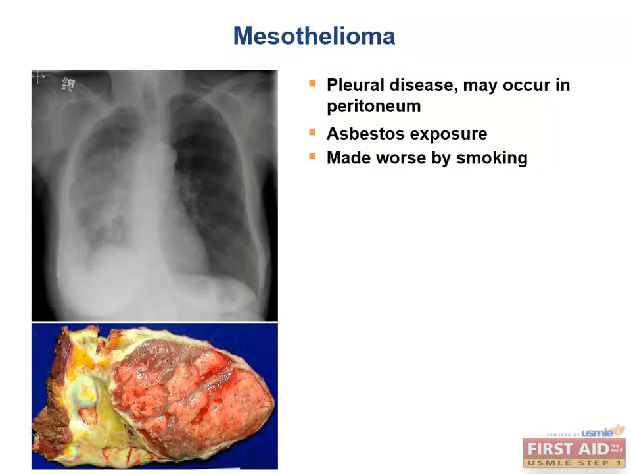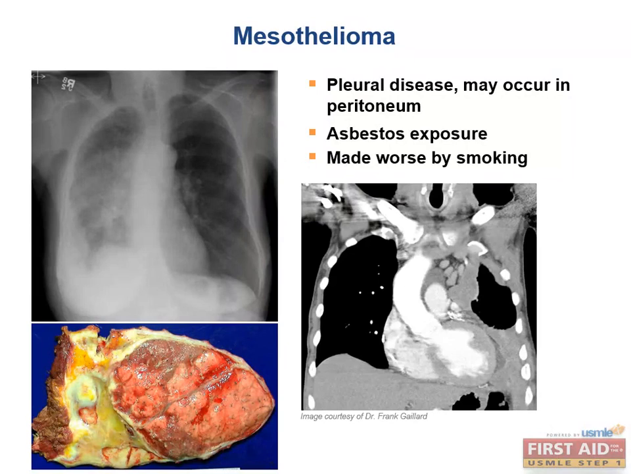It is characterized by pleural plaques, thickening, and effusions, and has a very high mortality rate. This is a chest x-ray of a 67-year-old man exposed to asbestos 40 years ago. What do you see? You can see large pleural-based masses in the right lower lung, with loss of right lung volume, likely due to scarring and atelectasis. This is a coronal reformat of a chest CT in a patient with left-sided mesothelioma.